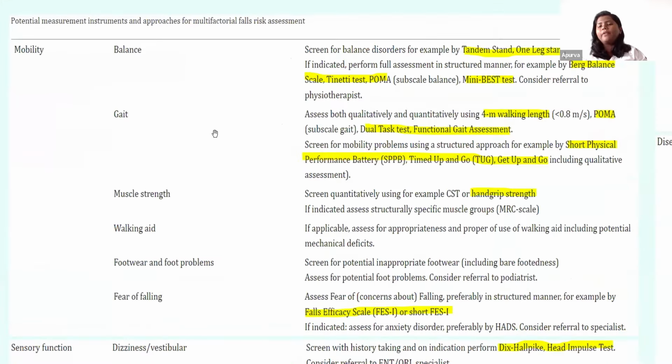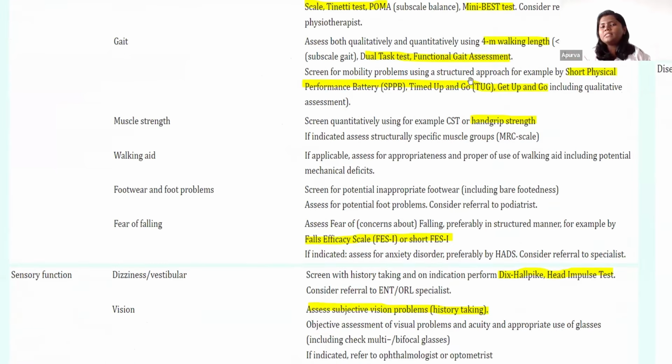Here we will be seeing other associated outcome measures that can be taken when we see our patients with fall. So I think we all know this part, and we do assess our patients on this, but a detail about this. We should assess a patient on tandem standing, 1 leg standing, the Berg balance scale, the Trinity test, the Mini-BESTest, the 4-meter walking test, the dual task test, the functional gait assessment, the timed up and go test, and the short physical performance battery.